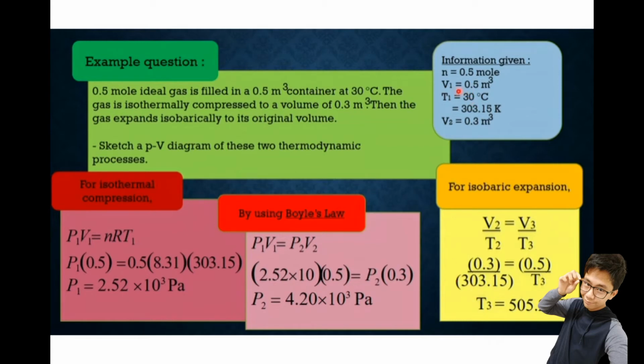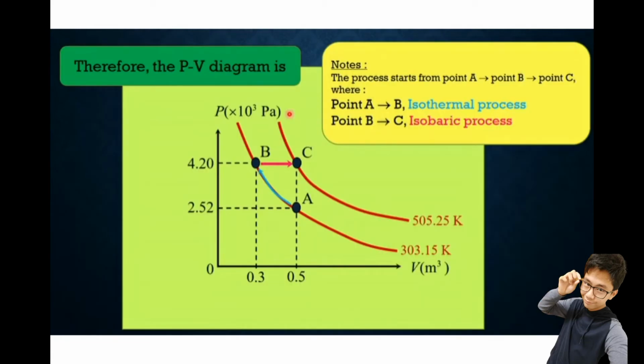because for the first temperature and the second temperature, it is isothermal, means that the temperature does not change, it is constant. So the temperature of T1 and T2 is the same. So when we have all the information, we can plot the diagram.